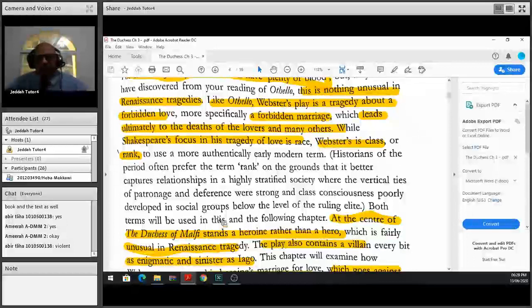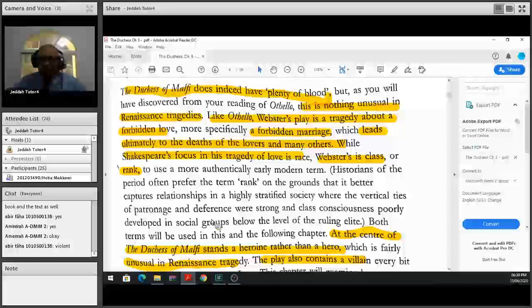The fact that the Duchess of Malfi belongs to a high class, while her husband Antonio belongs to a lower class. He is low born, and she is the queen of the land. That's why, in the eyes of the society of the time, this is a forbidden marriage. And if you have a forbidden marriage, you have dire consequences, and this is actually what is going to happen, as you're going to see.